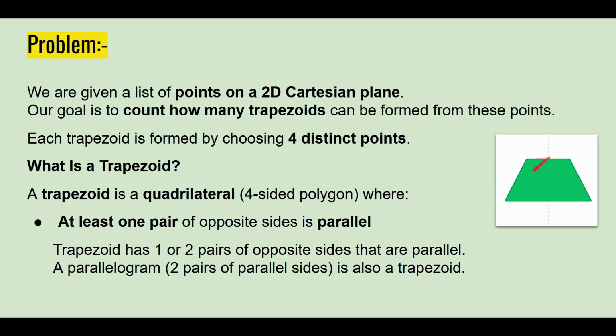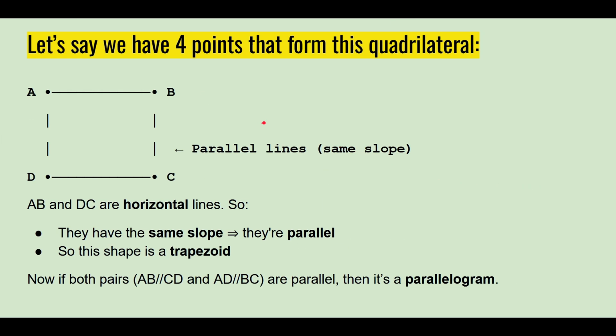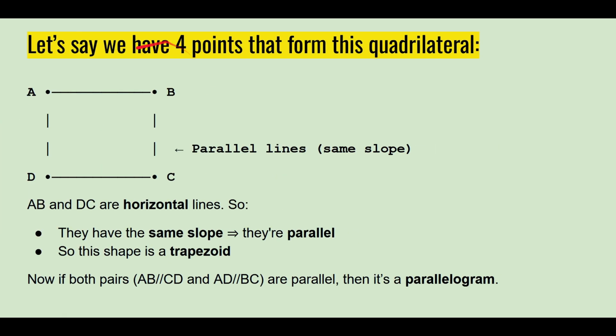If you see, there is a 4-sided shape where at least one pair of opposite sides is parallel to each other. Like this is parallel to this one, right? Can we see that? Or there can be more than one pair parallel, like this can also be parallel. So let's say we are given 4 points, A, B, C, D, right? These 4 points are given.